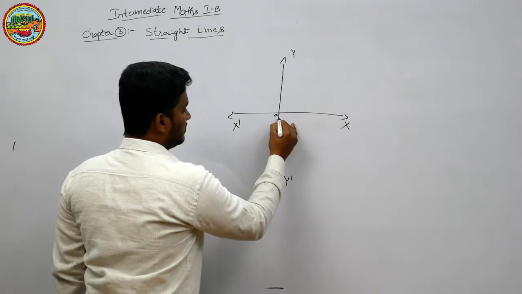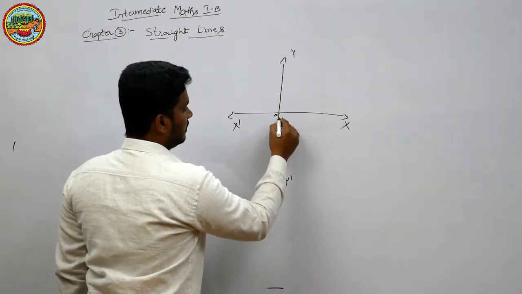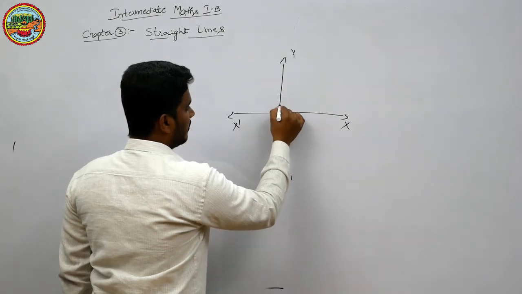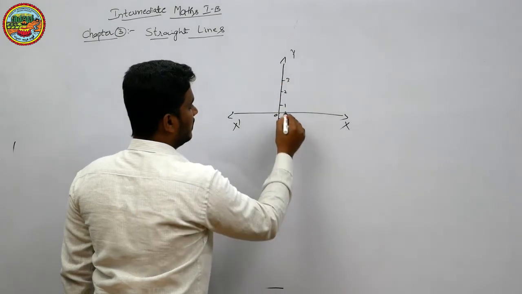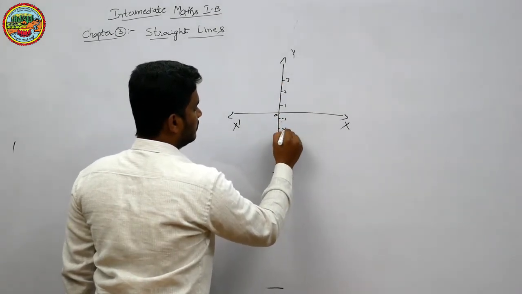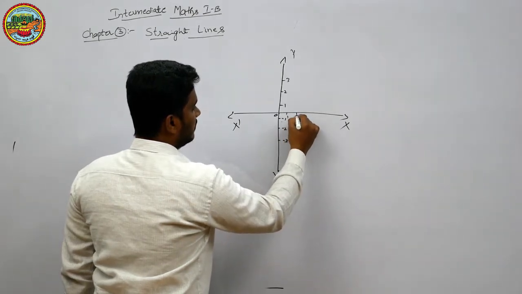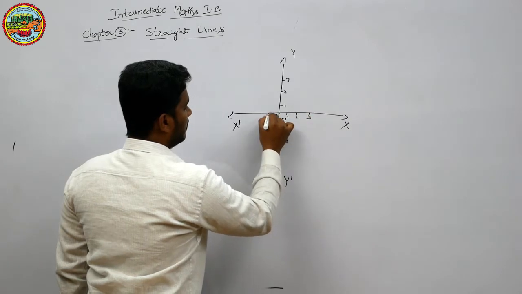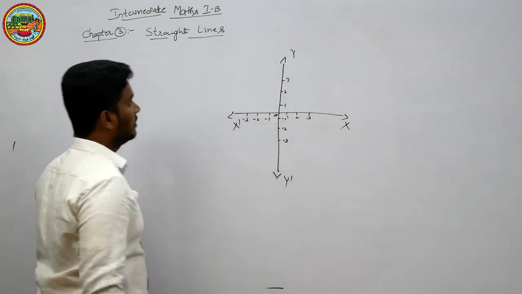Here we have points 1, 2, 3. So this is 1, 2, 3. So this is -1, this is -2, this is -3. So this is 1, 2, 3, and this is -1, -2, -3.